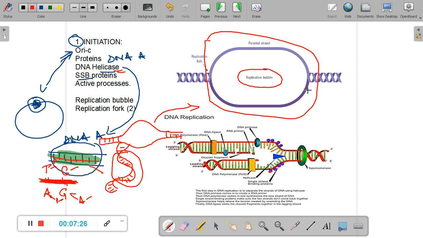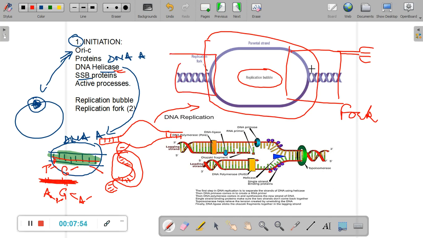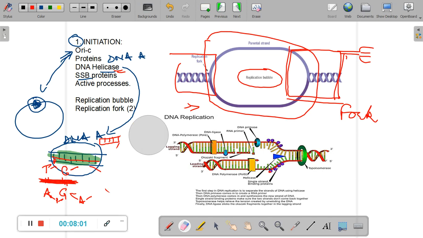If you look closely, this end looks like a fork. A fork that you might have seen has a lot of prongs, but this particular fork has only two prongs, made out of one strand each. Because this structure appears like a fork, we call it a replication fork. So a replication bubble gives rise to two replication forks, one on this end and the other on the other end. I hope it is clear how the process of initiation starts up.